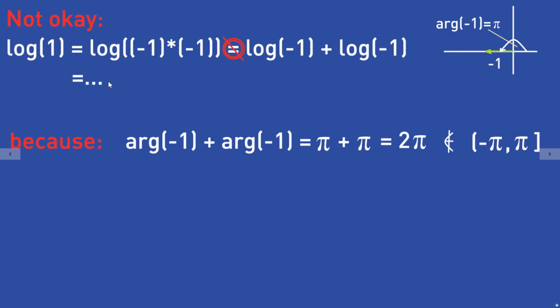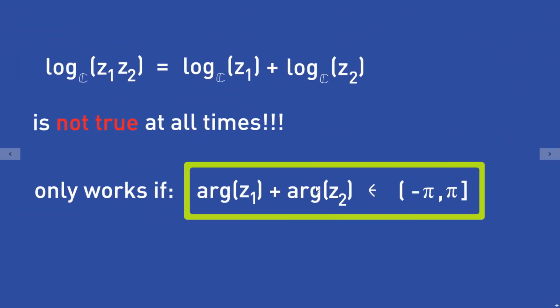So for example, you could write the logarithm of 1 as the logarithm of -1 times -1. And you now try to write this logarithm as the complex logarithm of -1 plus the complex logarithm of -1. Here it is not allowed to use the calculation rule. Why? Well, we have to check if this condition holds true. If it holds true, we can use the calculation rule. If it doesn't hold true, we are not allowed to use it.